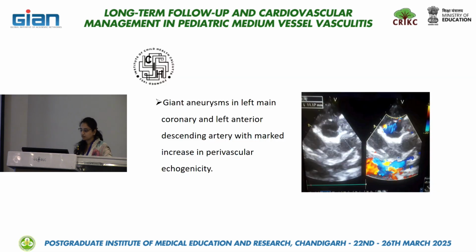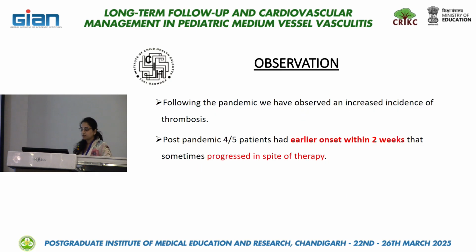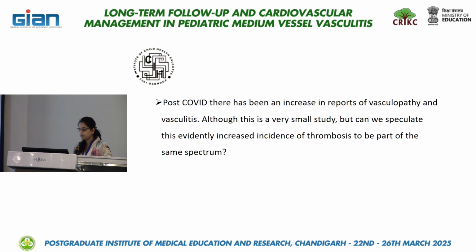This image is of case 4 with giant aneurysm in left main coronary and left anterior descending artery with marked increase in perivascular echogenicity. So our observation was that following the pandemic, we have observed an increased incidence of thrombosis, and post-pandemic, almost 4 out of 5 patients had earlier onset within 2 weeks that sometimes progressed in spite of the therapy.